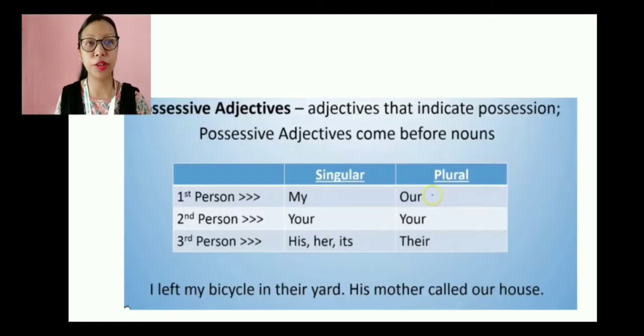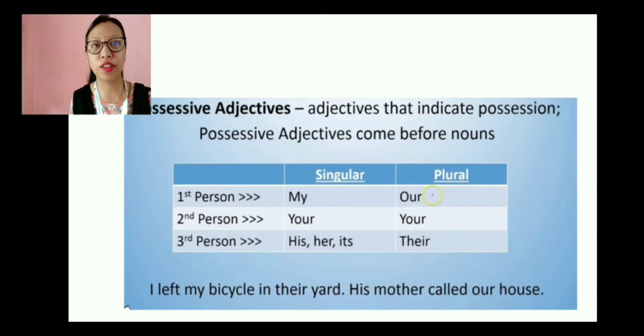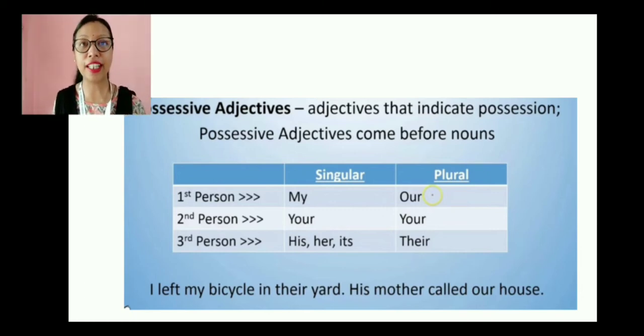Now let us come to the possessive adjectives. We have already talked about adjectives, right? Possession also we have discussed, that it is owning. So possessive adjectives are adjectives that indicate possession, and possessive adjectives come before nouns. So what are possessive adjectives? These are adjectives that indicate possession. Okay, like my house, your pen, his book.